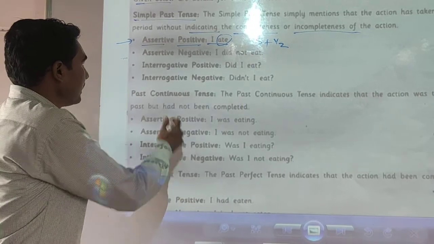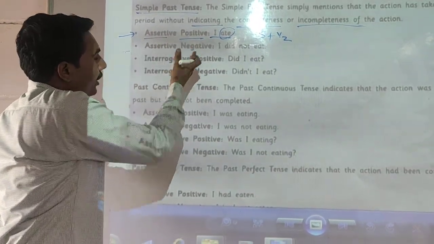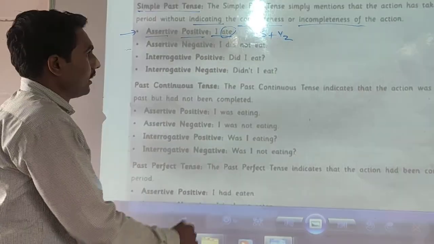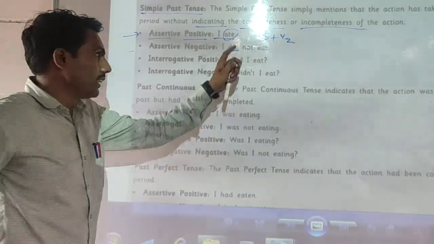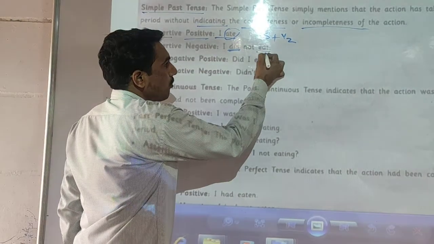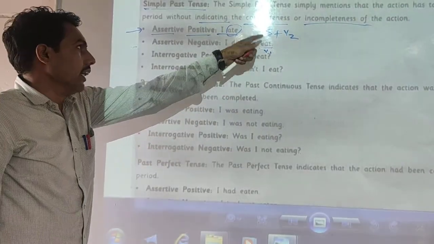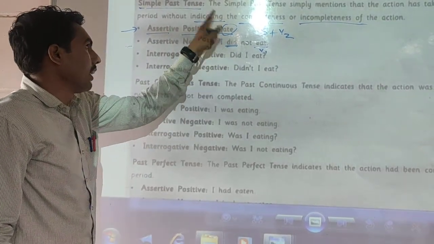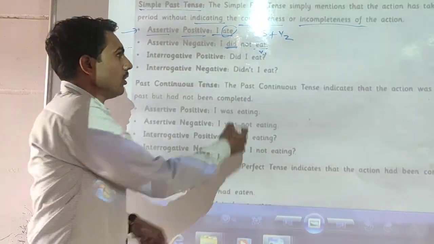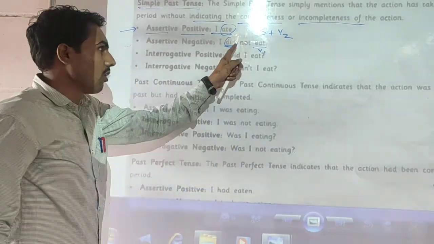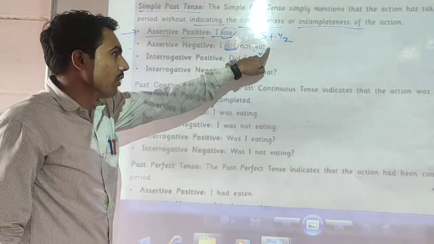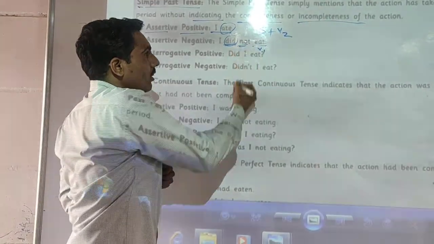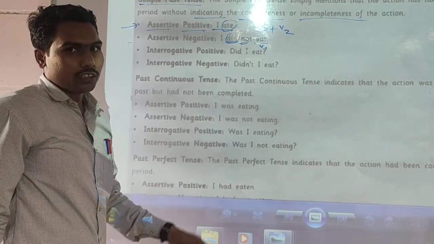Then second sentence, assertive negative. We want to convert this sentence into negative. I did not eat. Look here, when we use did in a sentence, that time we use verb first form, okay. In simple past tense we want to convert an assertive positive sentence into assertive negative. That time we attach did according to tense and we use verb first form in the sentence. I did not eat. Also we use here one negative word, that is not, okay.